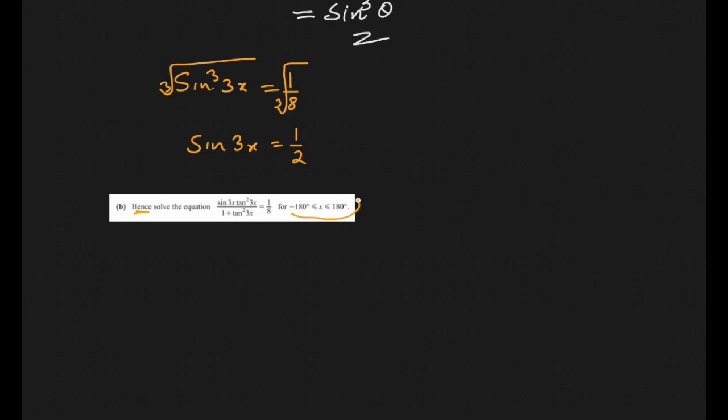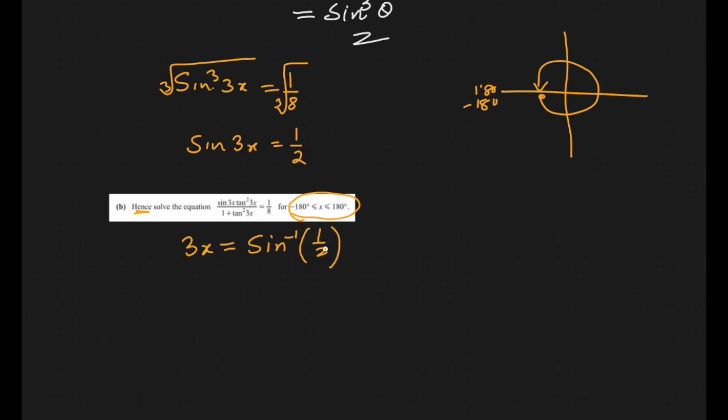Our domain is minus 180 to positive 180. Okay, so 180 positive is here and minus 180 is also here. So we want from starting from here till here. Okay, so 3x equal to sine inverse half. Okay, so we will take care of 3 later. First we'll say what this sine inverse half is equal to. Sine inverse half is equal to 30 degrees. Yes, 30 degrees.